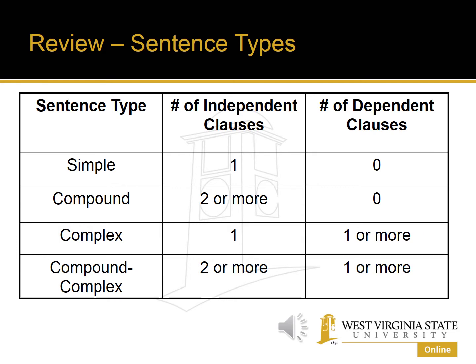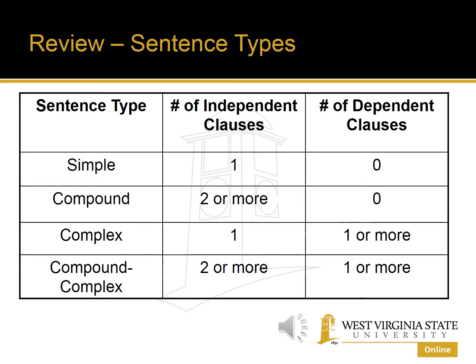A complex sentence is one that has one and only one independent clause and one or more dependent clauses. And then finally, the most refined or complicated sentence in the English language is a compound complex sentence in which we have both two or more independent clauses and one or more dependent clauses.